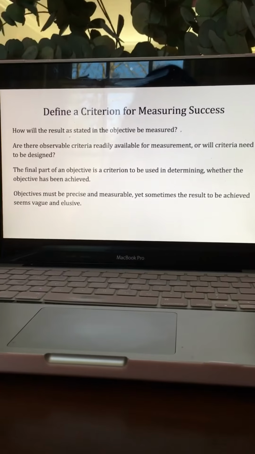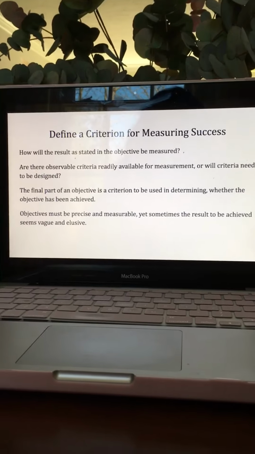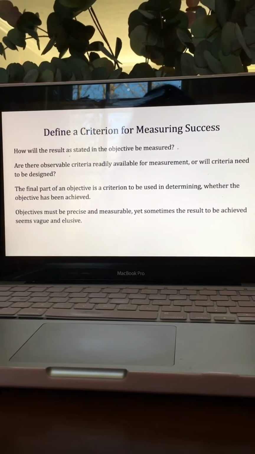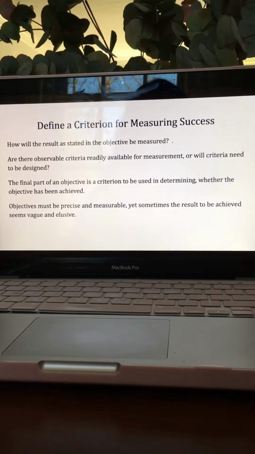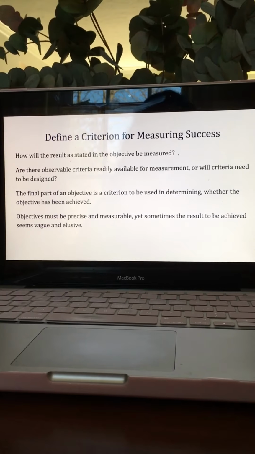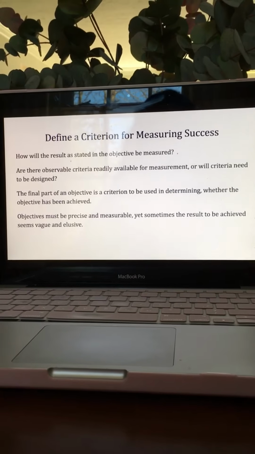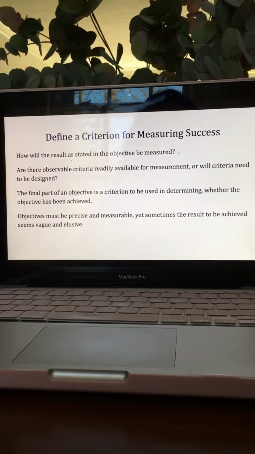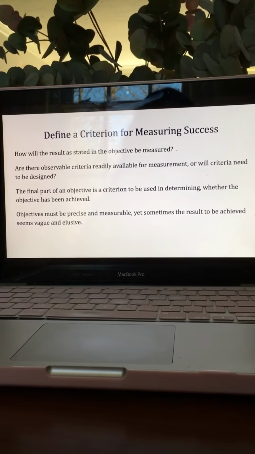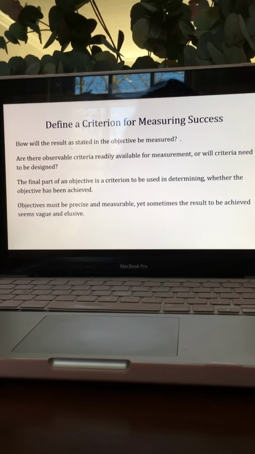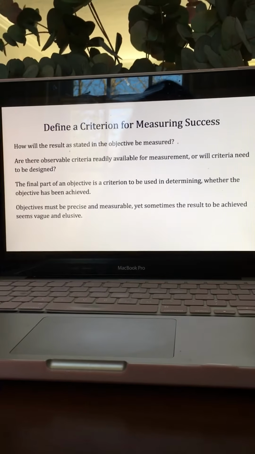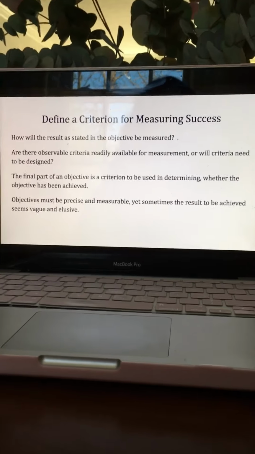So then it talked about defining a criterion for measuring success. So how will the result as stated in the objective be measured? Are there observable criteria readily available for measurement, or will criteria need to be designed? And the final part of an objective is a criterion to be used in determining whether the objective has been achieved. And then it talked about how objectives must be precise and measurable, yet sometimes the result to be achieved seems vague and elusive.